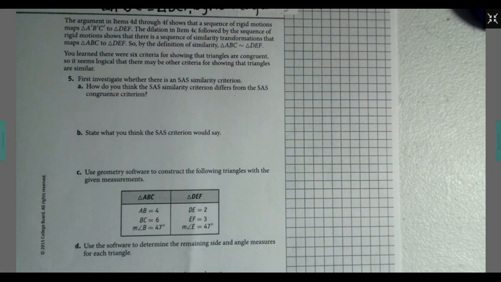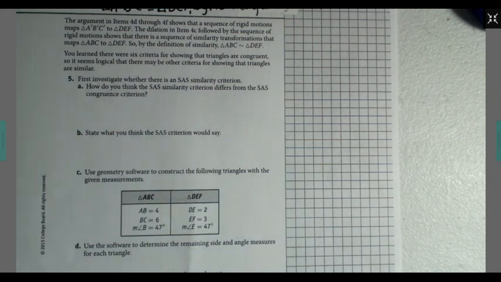You learned there were 6 criteria for showing that triangles are congruent. So it seems logical that there may be other criteria for showing that triangles are similar. First, investigate whether there is a side angle side similarity criterion. A. How do you think the side angle side similarity criterion differs from the side angle side congruence criterion? B. State what you think the side angle side criterion would say.